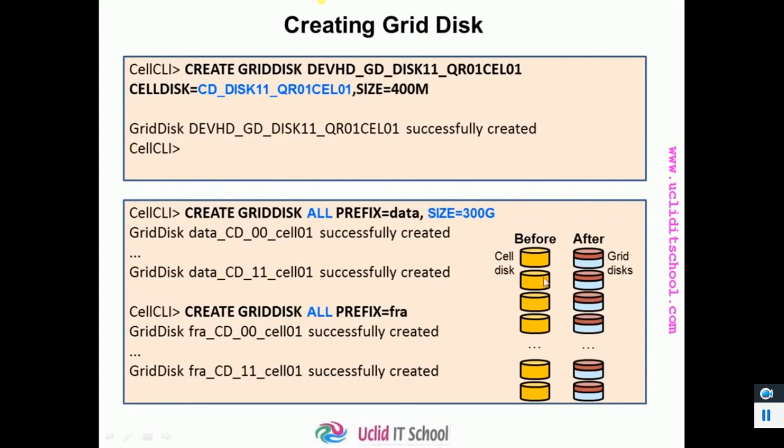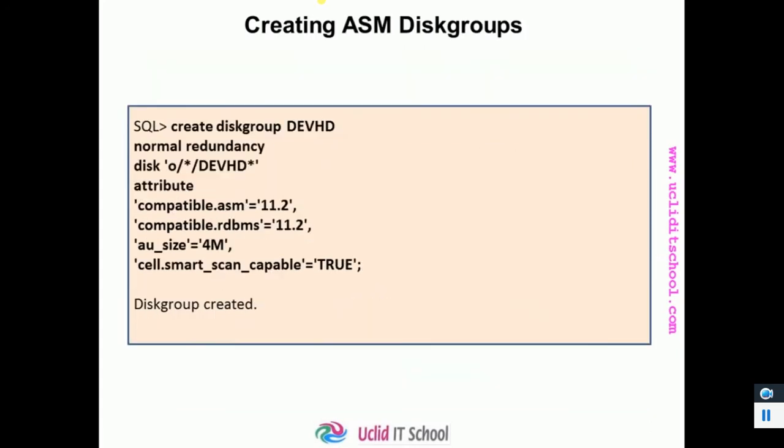Now once this command is executed, you are going to create grid disks on the cell disk. Before creating grid disks, you have cell disks, and after creating grid disks, each cell disk is logically partitioned into grid disks. Now this grid disk is nothing but your ASM disk. Once the grid disks are created, now you can go to ASM and connect to the ASM instance. This is on the database server, remember, because ASM is running on database servers.